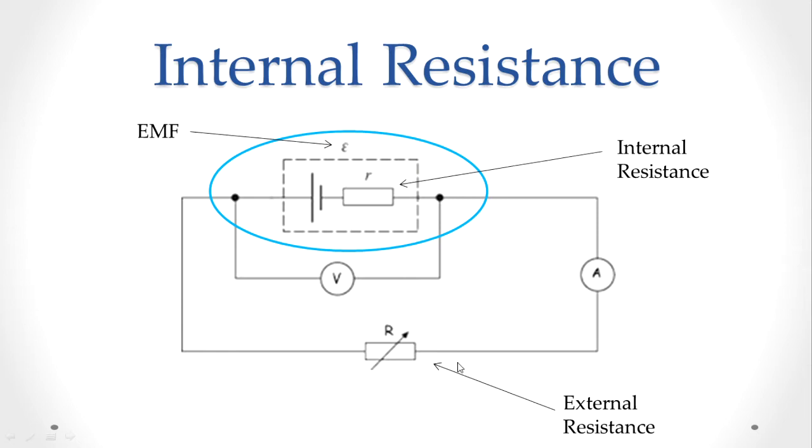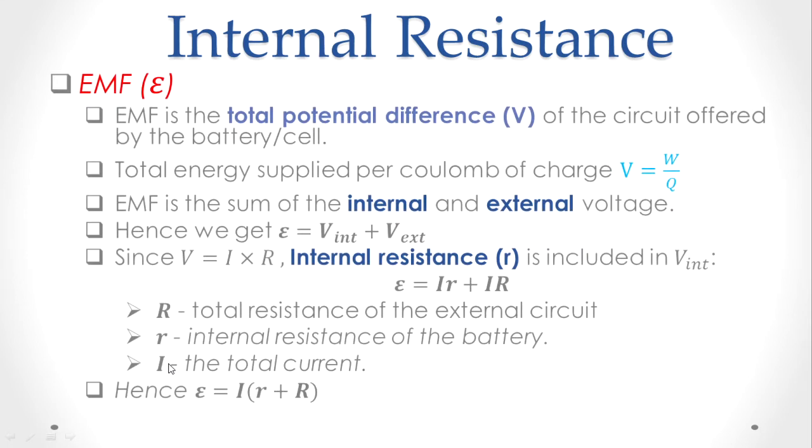And there is our external resistance. That is just the symbol for a rheostat, a variable resistor. So EMF is the total potential difference of the circuit offered by the battery, as mentioned, and total energy is supplied per coulomb of charge. So that is how we basically can work out EMF using the concept of energy and charge. More importantly, for our purposes in calculation, EMF is the sum of internal and external voltage. So we get this formula over here, as we looked at in the previous slides.